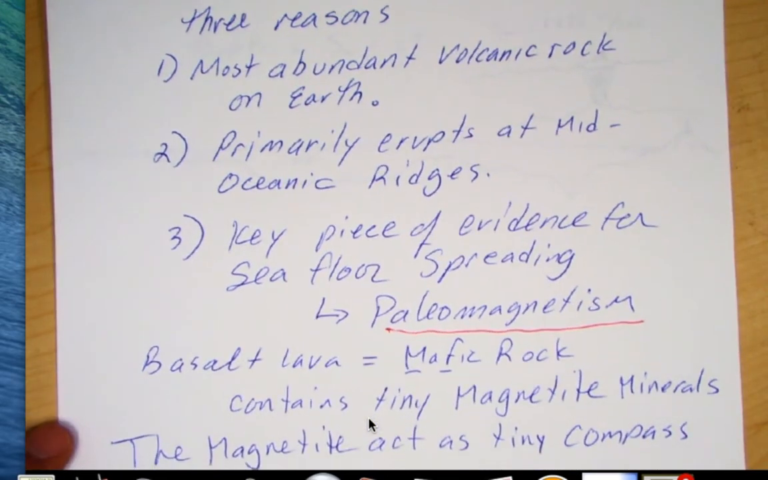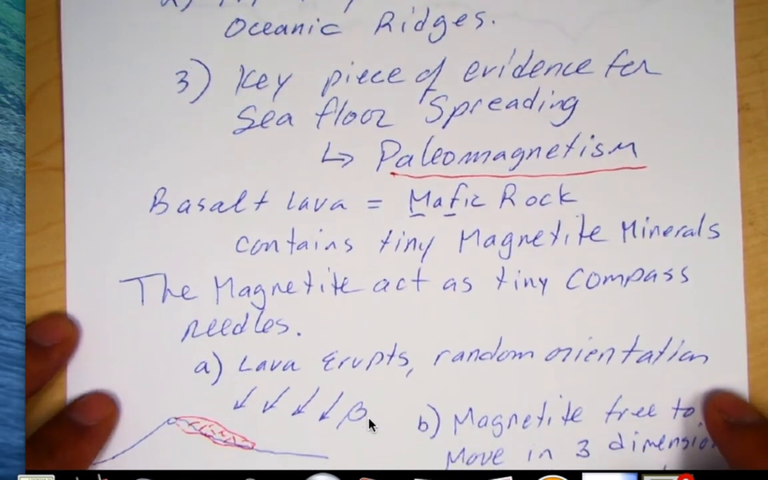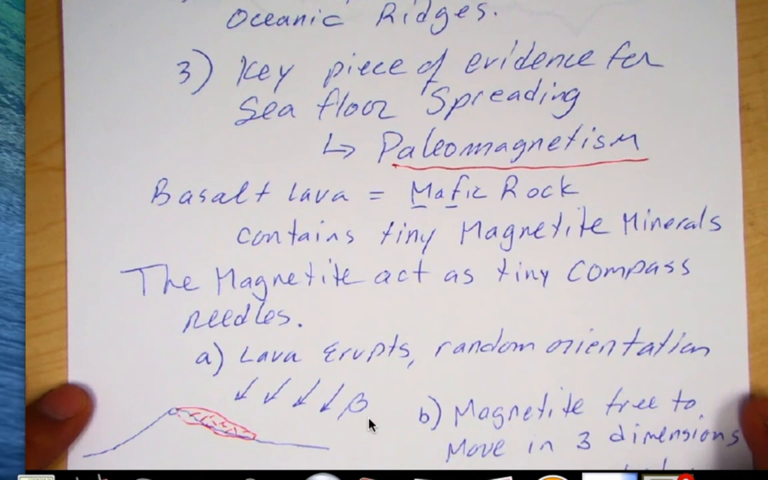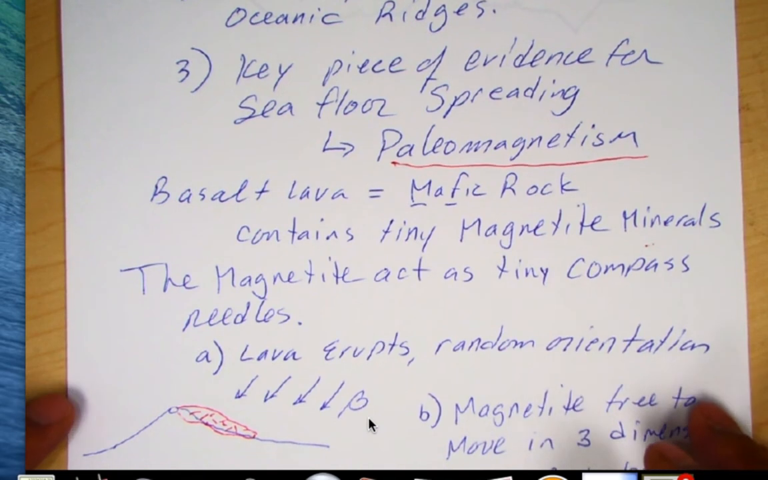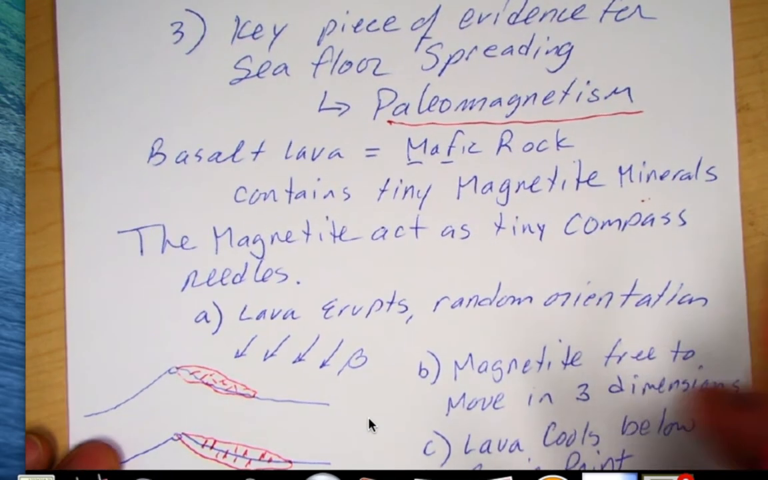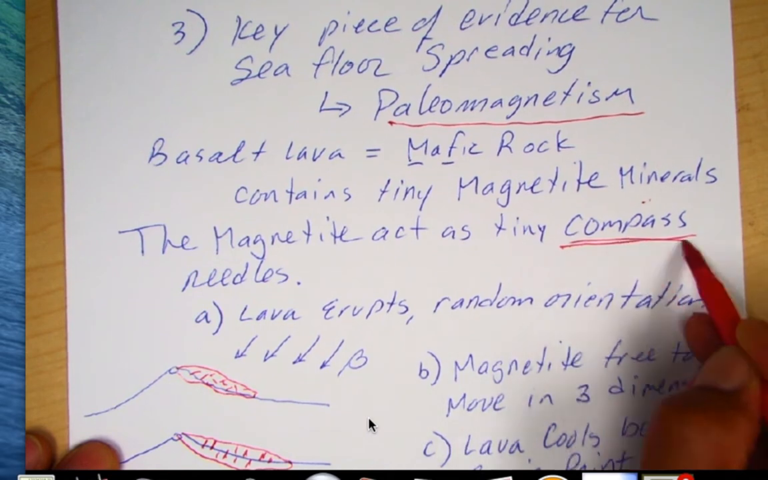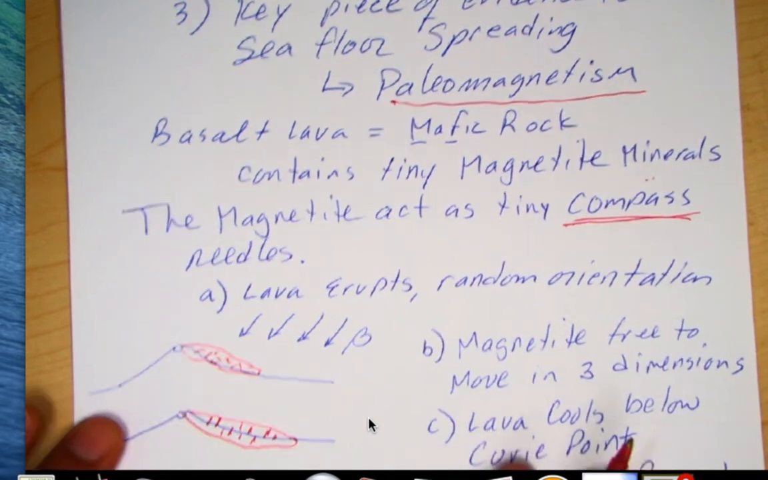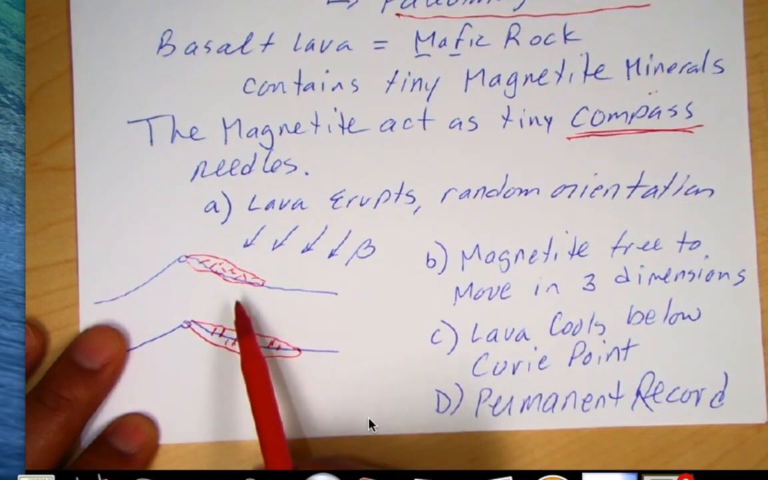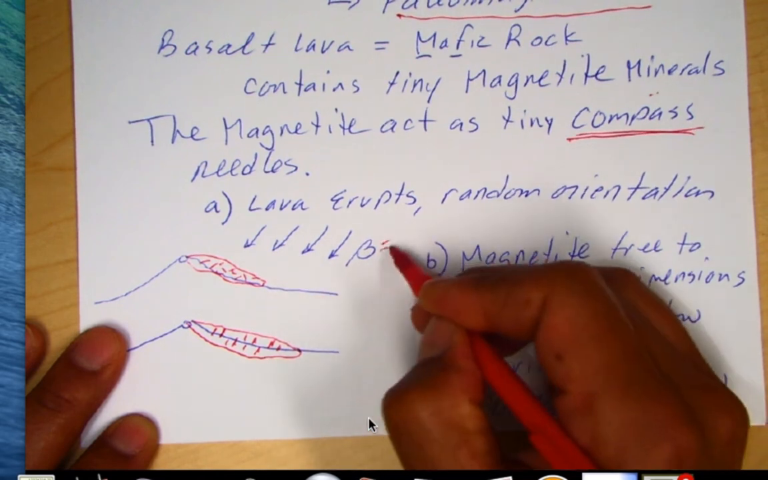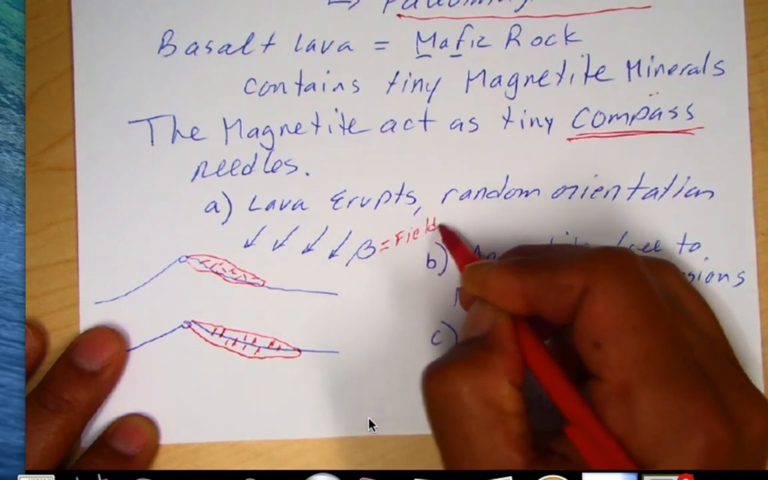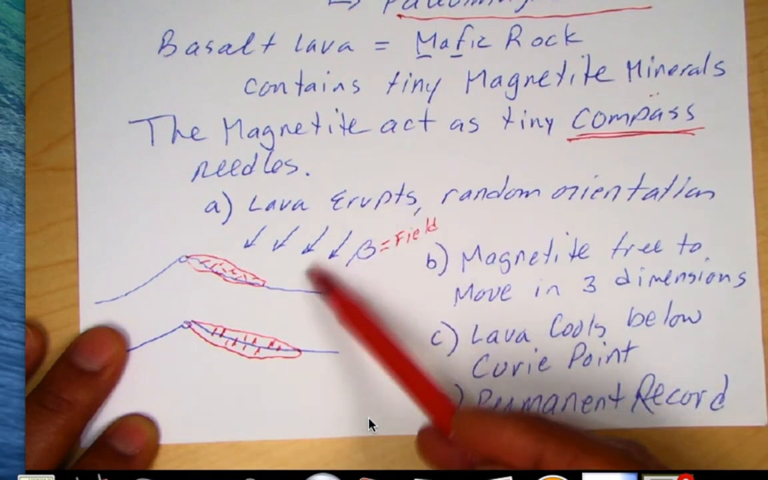Now, if we look down here, remember, basalt is a mafic rock, and it contains tiny magnetite minerals. Remember, those are the lodestone minerals that are affected by Earth's magnetic field. They act as tiny compass needles. And when the lava erupts, in fact, we'll look at the steps here, the minerals, these little red lines represent the magnetite minerals, and note that they're all random. But then note that these lines here, B here refers to a field. So this is the Earth's magnetic force field coming down here.